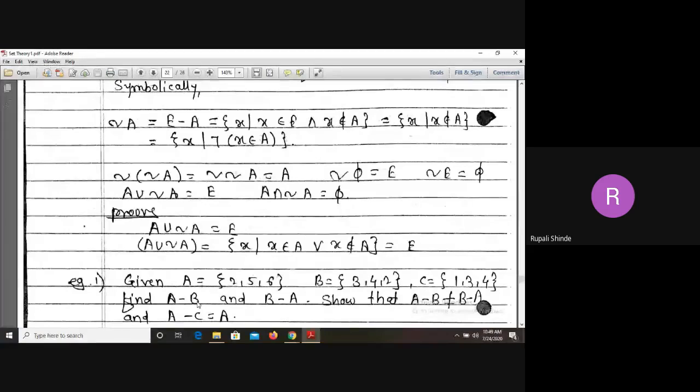So what is the meaning of A minus B? The elements that are present in set A but not in B. So can you tell me what is the answer for A minus B? Hello? What is the answer for A minus B?